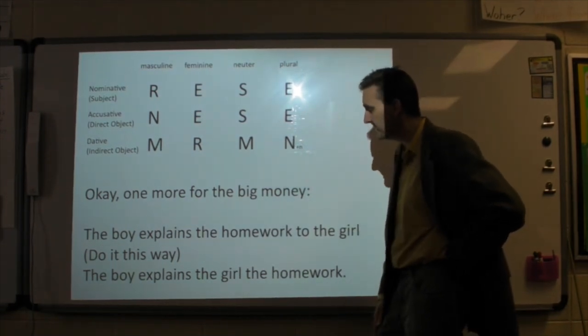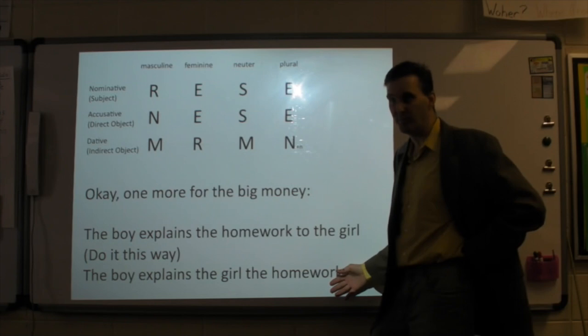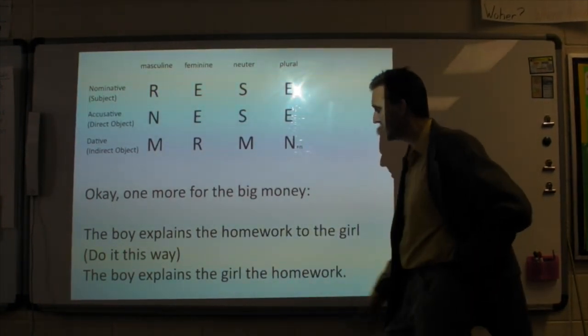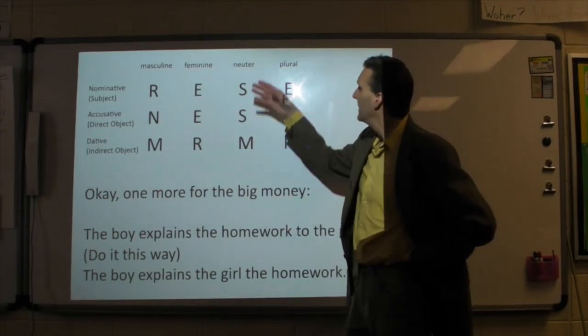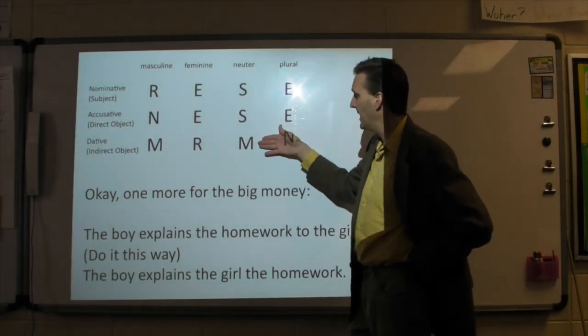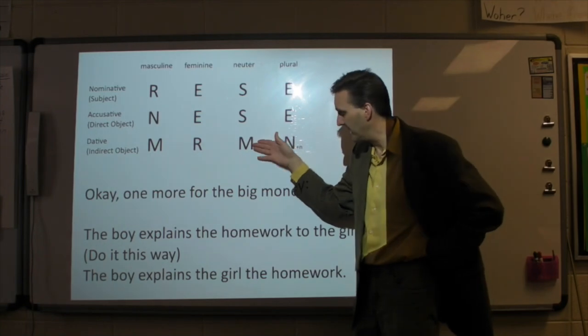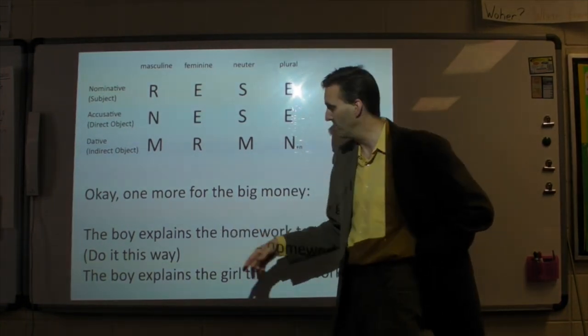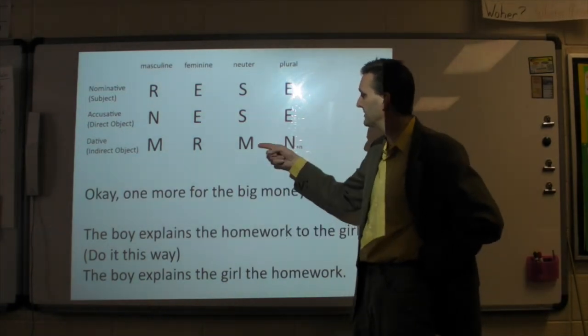We'll get to that in a minute. Who's receiving that homework explanation? That is the girl. So, singular girl. Girl is neuter. And girl is going to be the indirect object, receiving the explanation of the homework. So, girl is the indirect object.